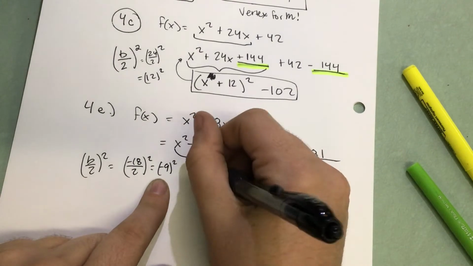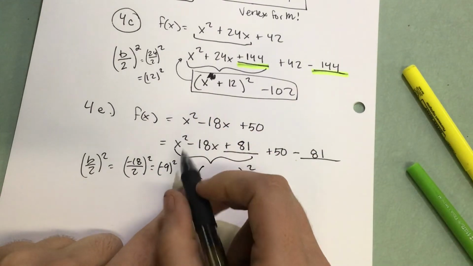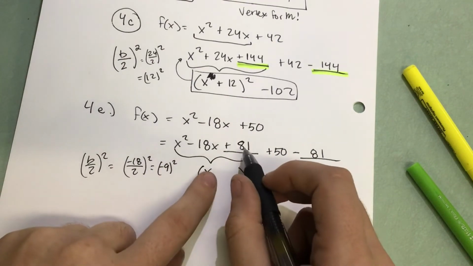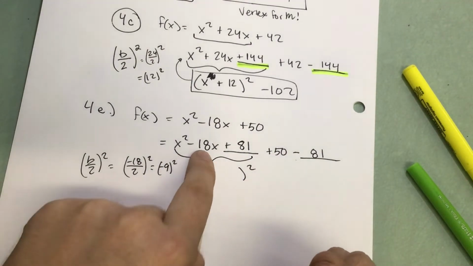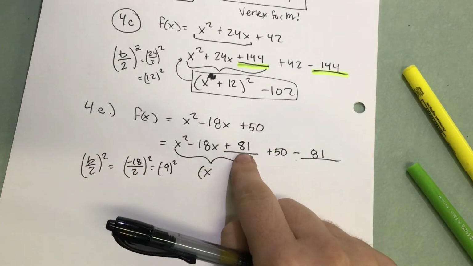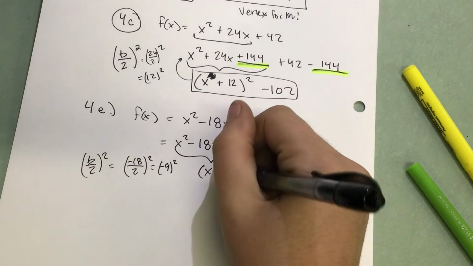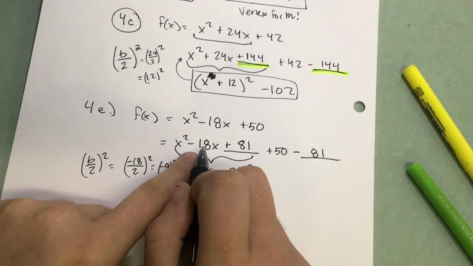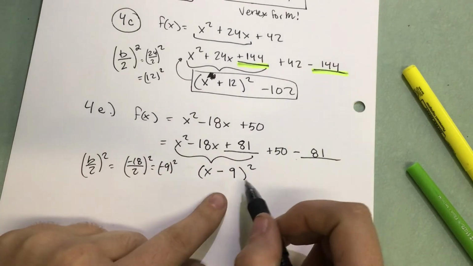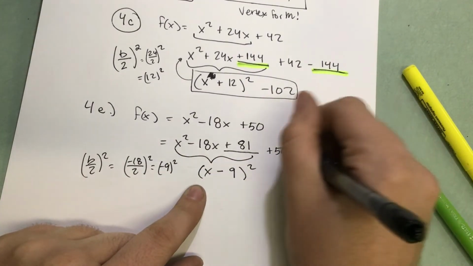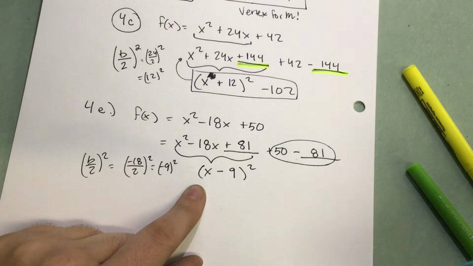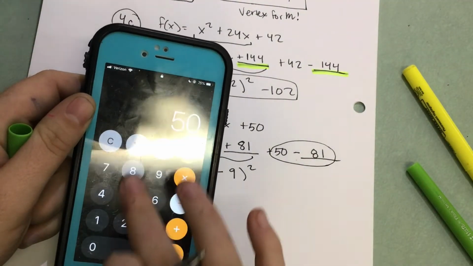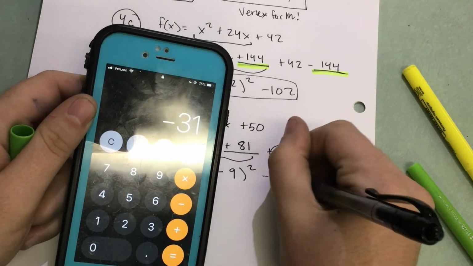I'm going to factor this one, so it's going to be something like this. The first term is just going to be that value without the power of 2. And then I can either take the half of this, or I can take the square root of this. Either way, you're gonna get -9. The reason why it's not +9 is because look, it has to match this sign. So there's that. Now we're gonna combine these. 50 take away 81. You can grab a calculator if you want. And you get 50 minus 81, -31.